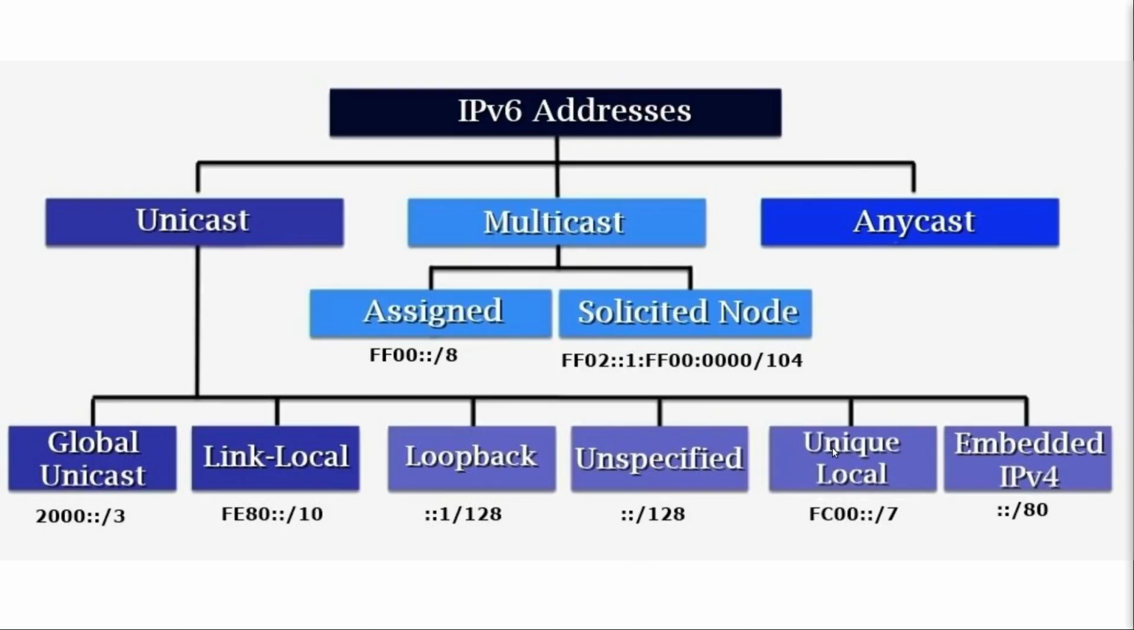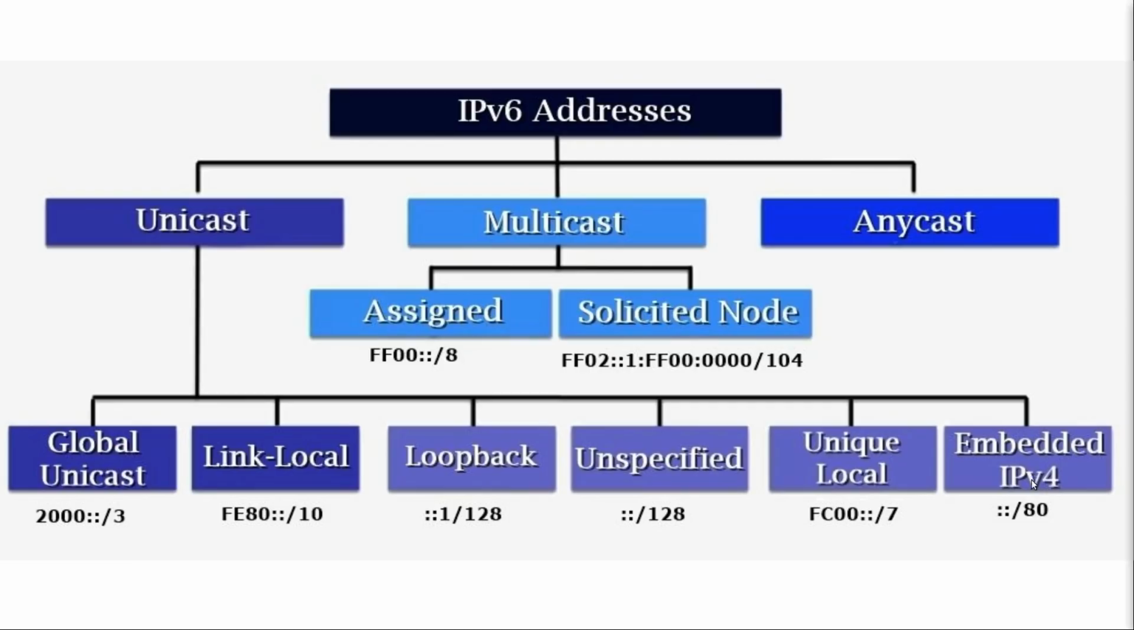Unique local, that's similar to an IPv4 private address, so it's not globally routable. It's just going to stay in the LAN, whichever one router or couple of routers is in your organization. The prefix to identify it is FC00:7.